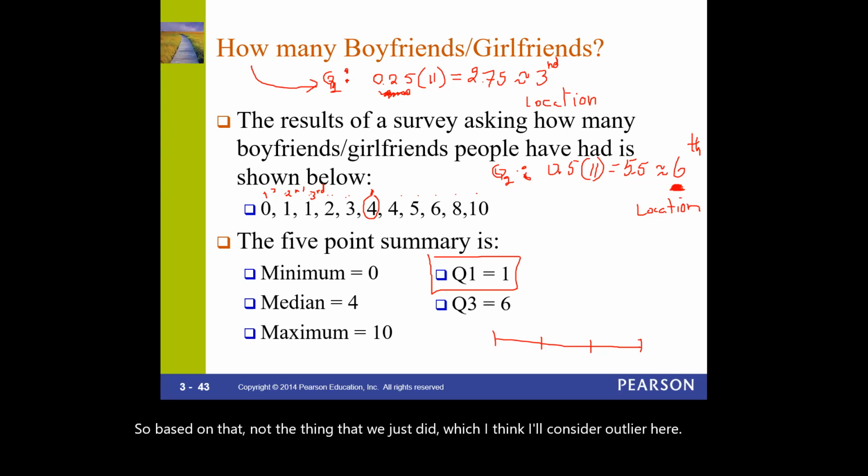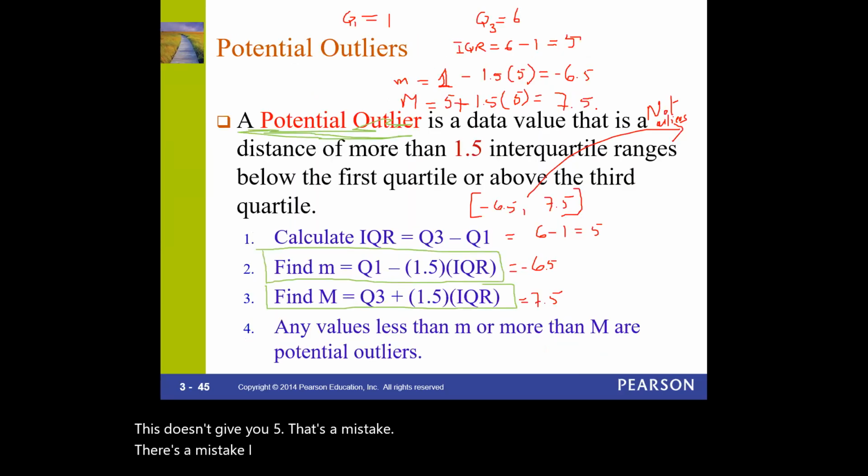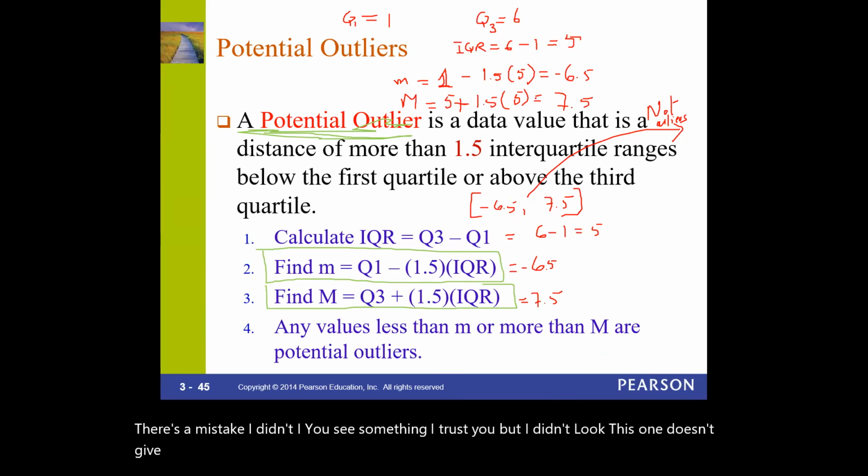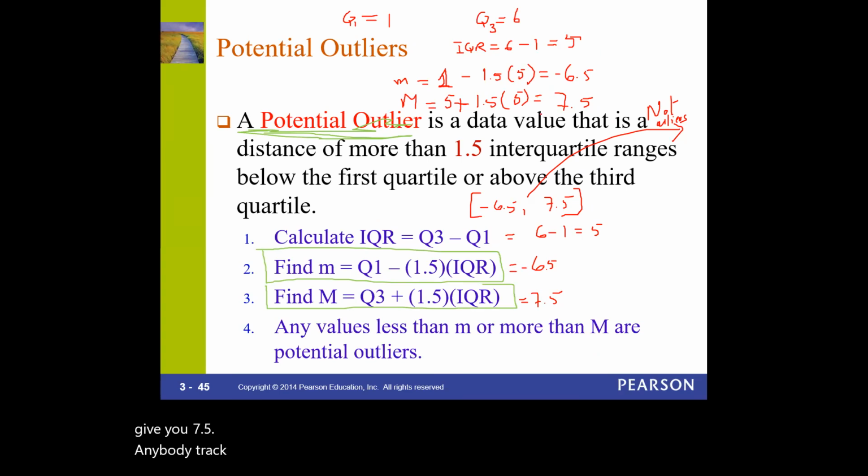Oh, this doesn't give you 5. Oh, that's a mistake. You see something, I'll trust you, but I didn't look. This one doesn't give you 7.5. Anybody track? It's 13.5. Yeah, thank you. I just saw that too. So that'd be 13.5 here. Thank you very much. Okay, that's 13.5.